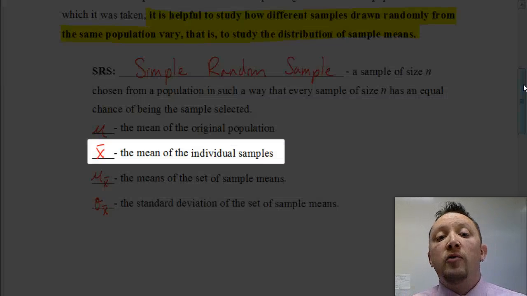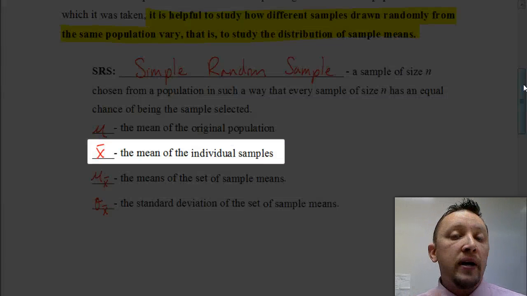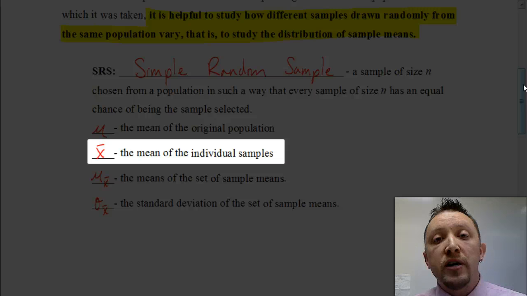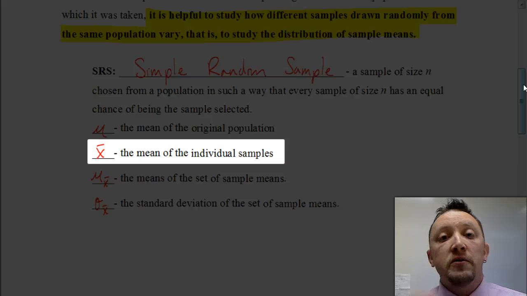Now the x bar represents the mean of my individual samples. So if I owned a factory and a company came in and wanted to test my advertisement, they would not test every single vehicle that I've made. What they would do is randomly select some of the vehicles coming out of the factory, test those vehicles, and figure out what that average gas mileage would be. So that would be the x bar, representing the mean of our individual samples.